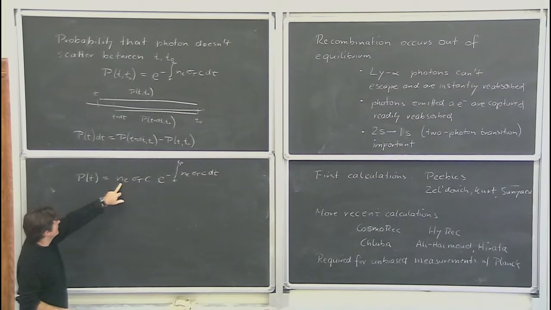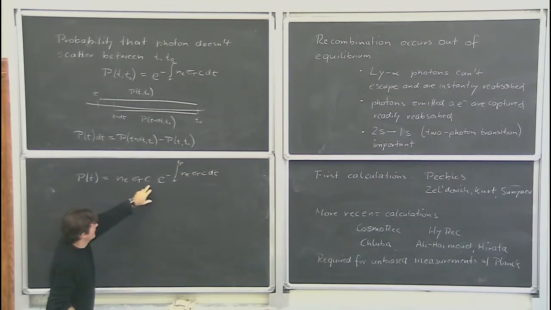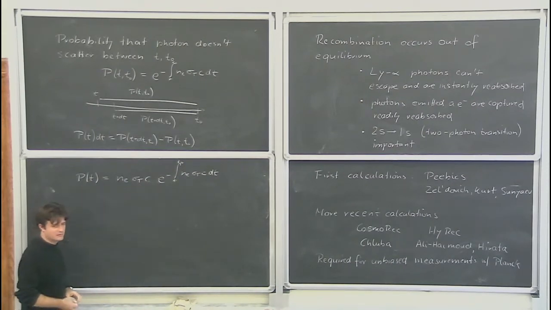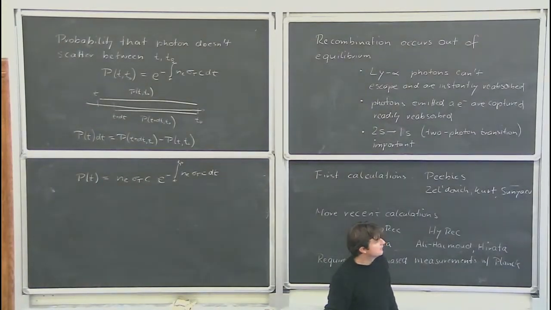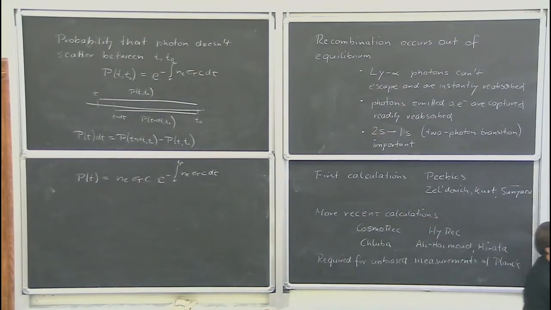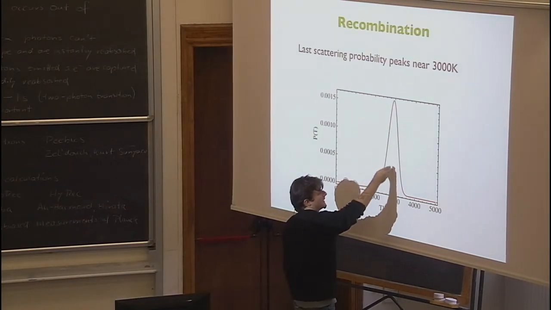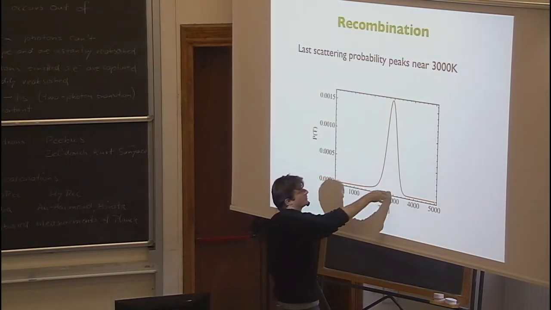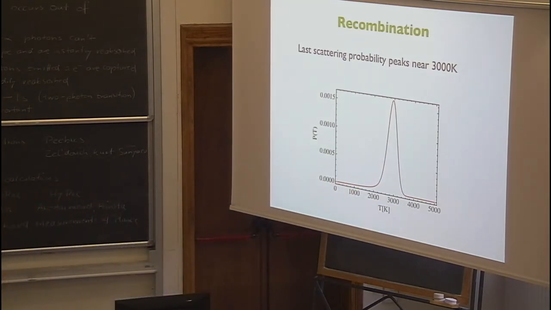And the number density of electrons, we know this is just set by the free electron density times 1 minus the helium mass fraction times the baryon density, and these things we know. So once you have that curve, you can also right away calculate the probability of last scattering. And it looks like this, peaks around 3000 Kelvin, and it's relatively narrow. And so this is the thing that earlier when we were saying that last scattering happens instantaneously, that we were approximating by a delta function. So if you want to do better, you can keep track of this probability of last scattering.